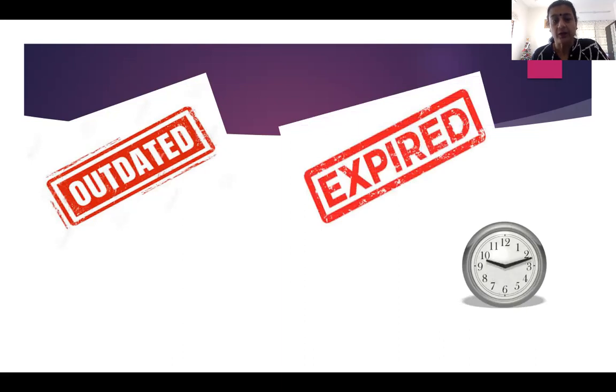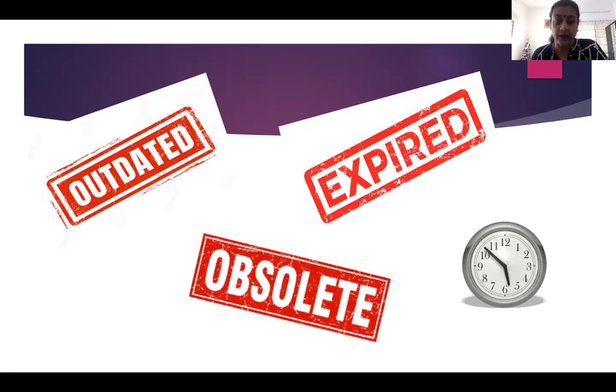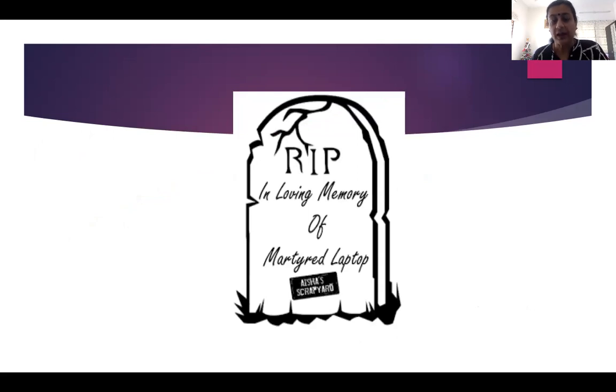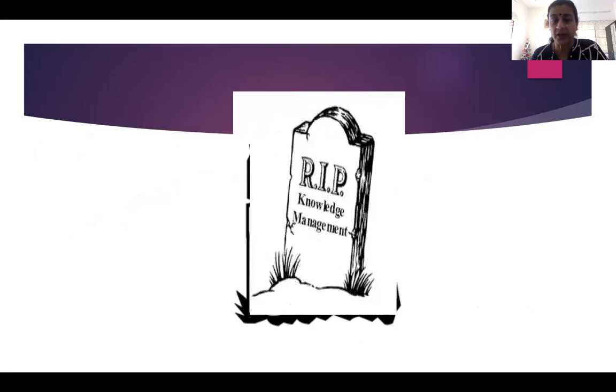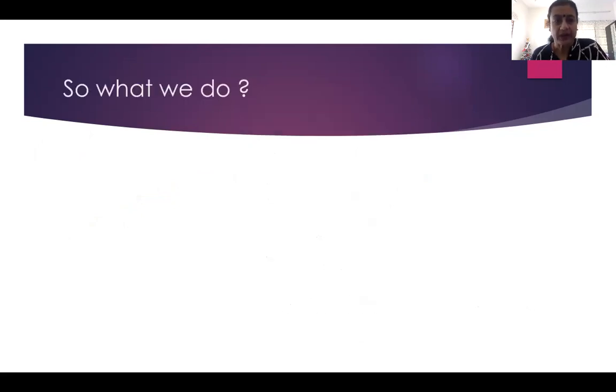So there are terms like outdated, expired, and obsolete. And this happens when you don't remain updated, you don't evolve, you don't adapt, you don't adopt to the changing environment and requirement. And that is what happens to your old technology. It just rests in peace, it dies out, it becomes extinct. And that is what happened to the dinosaurs as well. They didn't evolve, they didn't update themselves, and therefore they became extinct.